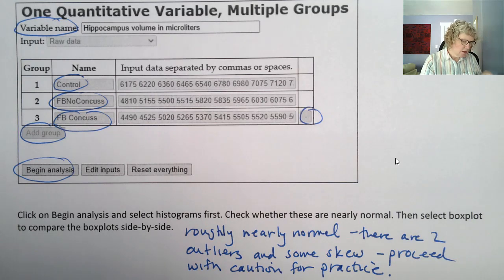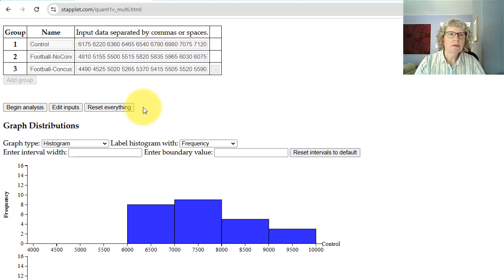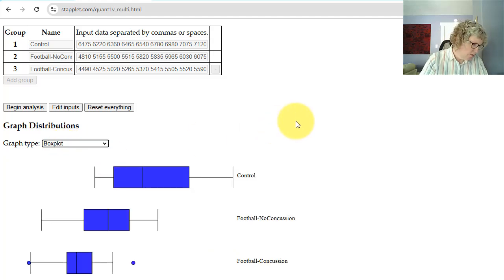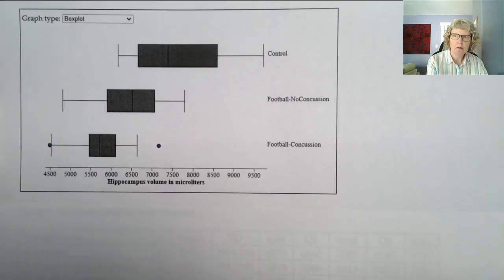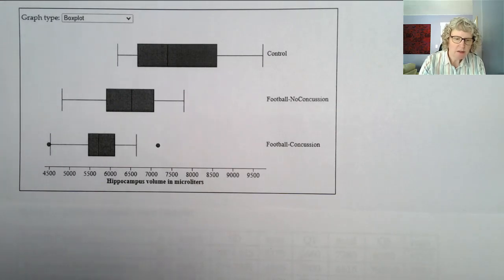Okay, yeah, on the next page we're going to look a little more in detail at the box plots. So let me go back to the box plots here, graph type, box plot, and then also I'm going to switch my page on the notes. Okay, so we've got our box plots.